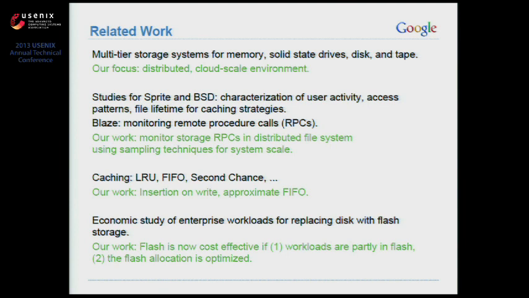There's also a lot of related work. Our focus here is on a distributed cloud-scale environment. We do use RPC tracing, but since we are in such a huge environment, we need to focus on sampling, so only sampling of RPCs is possible for us. There's a lot of work on caching, but the constraints of the existing system and its distributed nature made us choose to focus on insertion on write and to use an approximate FIFO. I'll explain later what this means exactly.